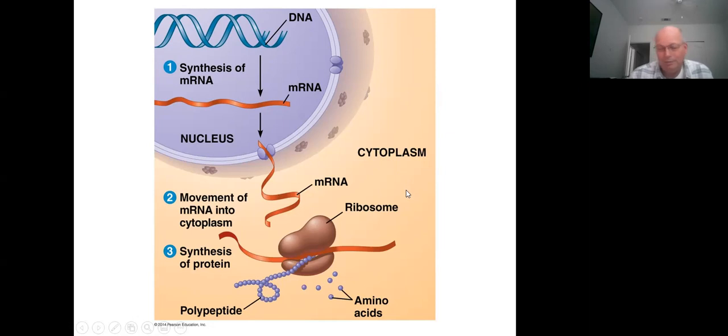So the nucleic acids do a number of different things. We're going to see a couple of metabolic roles for nucleotides as well, right at the very end.